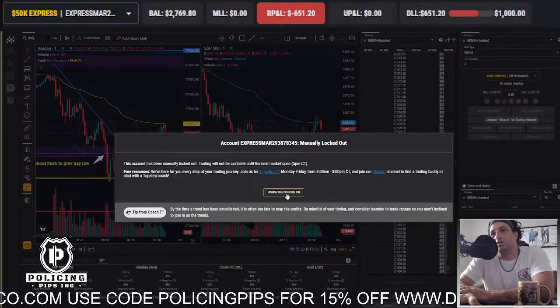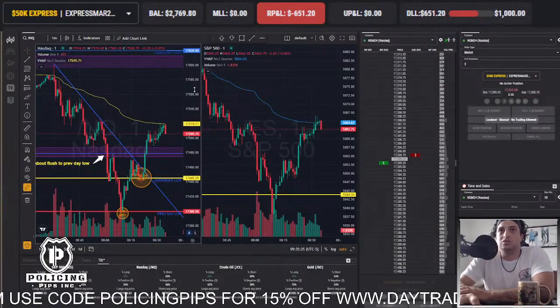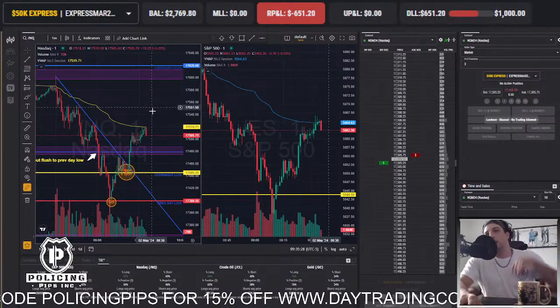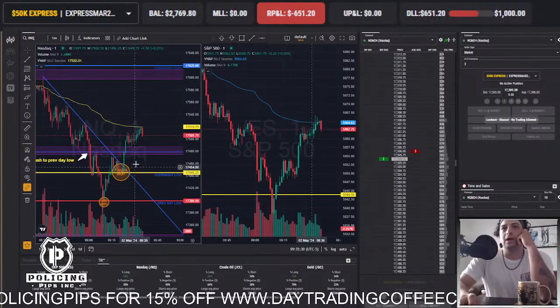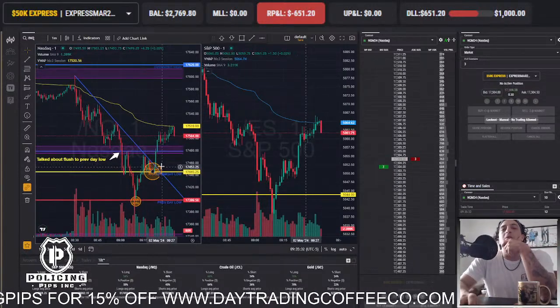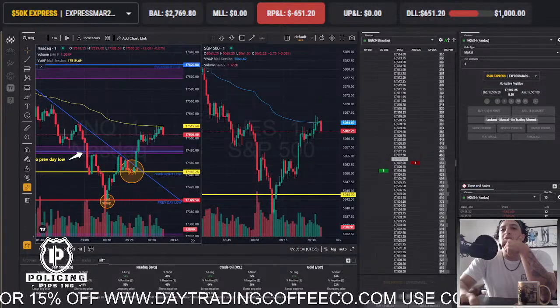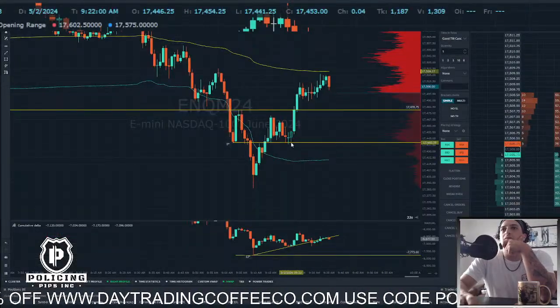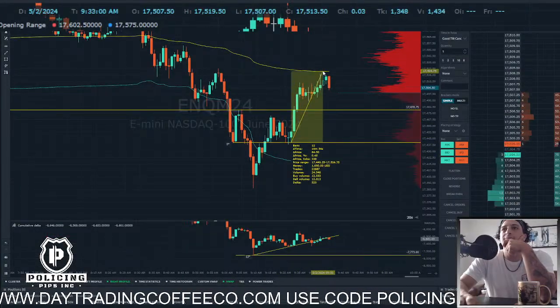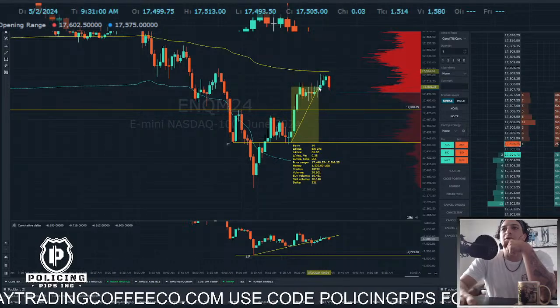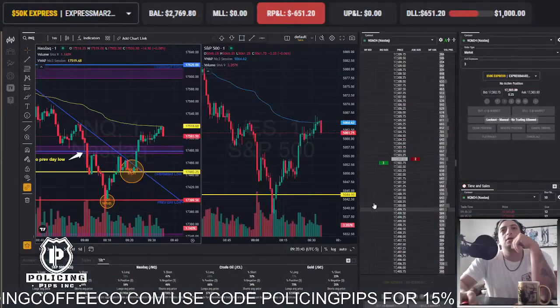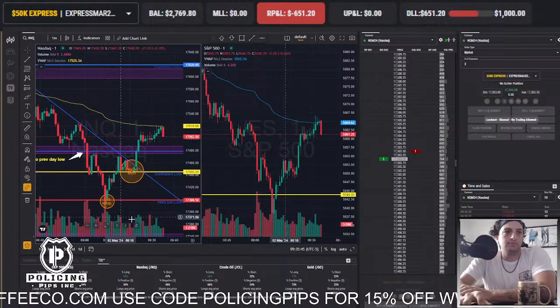We've locked ourselves out. We manually locked ourselves out. We do not want to trade anymore to force in anything. Could have taken this long here and went for it and made a good bit of money on that long off the VWAP. Probably would have got out somewhere around here, around $1,300.